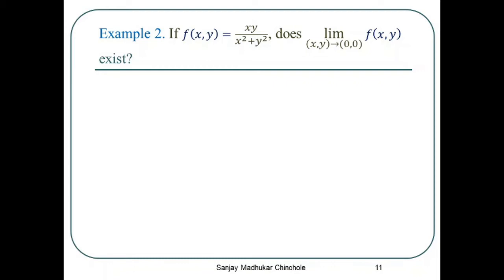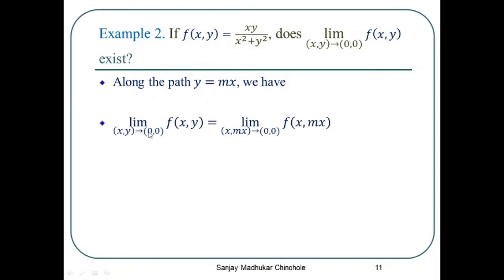Second example: if f(x, y) is equal to xy upon (x square plus y square), does the limit of f(x, y) as (x, y) tends to (0, 0) exist? Here we have to select the path y is equal to mx. Again, this is a line passing through the origin (0, 0) having slope m. Here m can take any value. As it passes through the origin and our limiting process is (x, y) approaches (0, 0), this path is a valid path for this given limiting process.